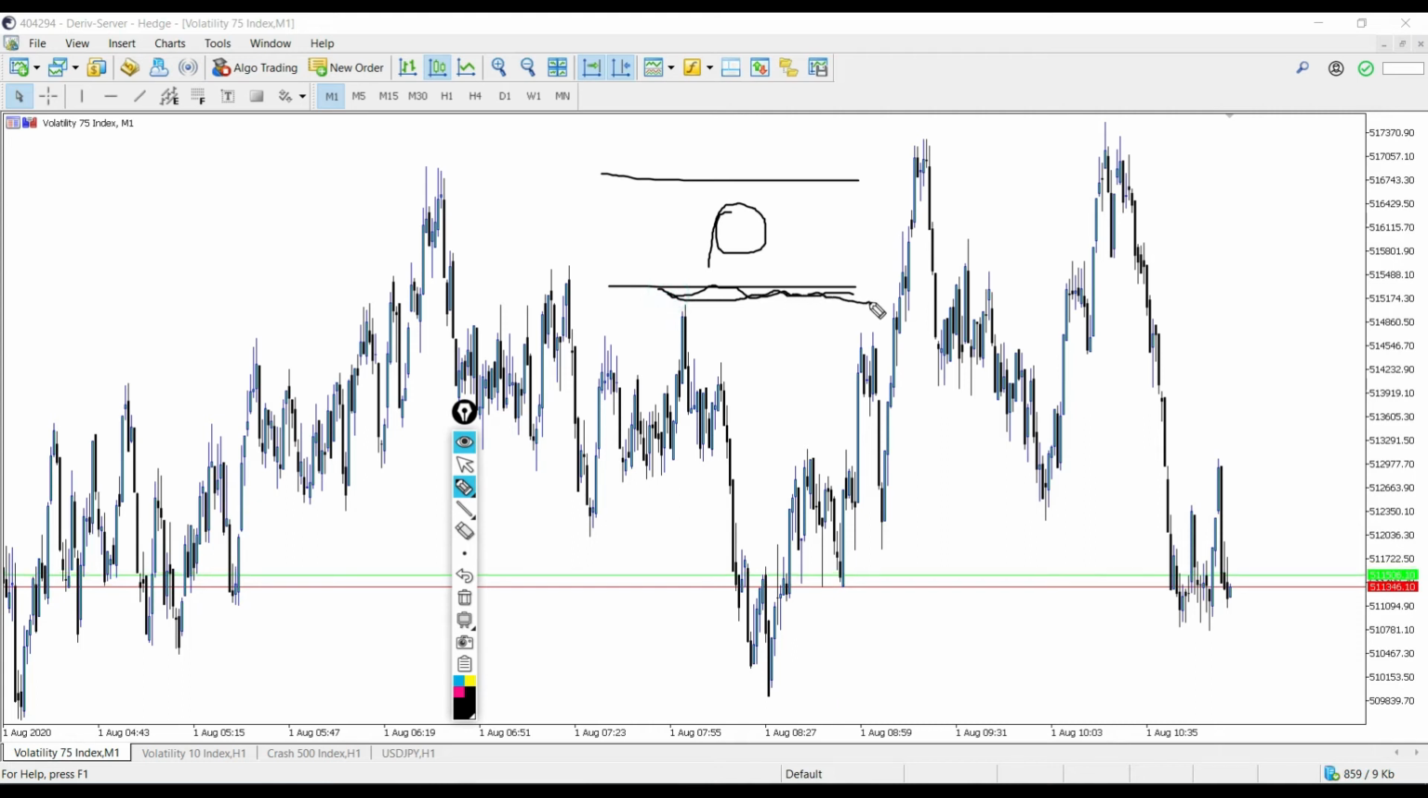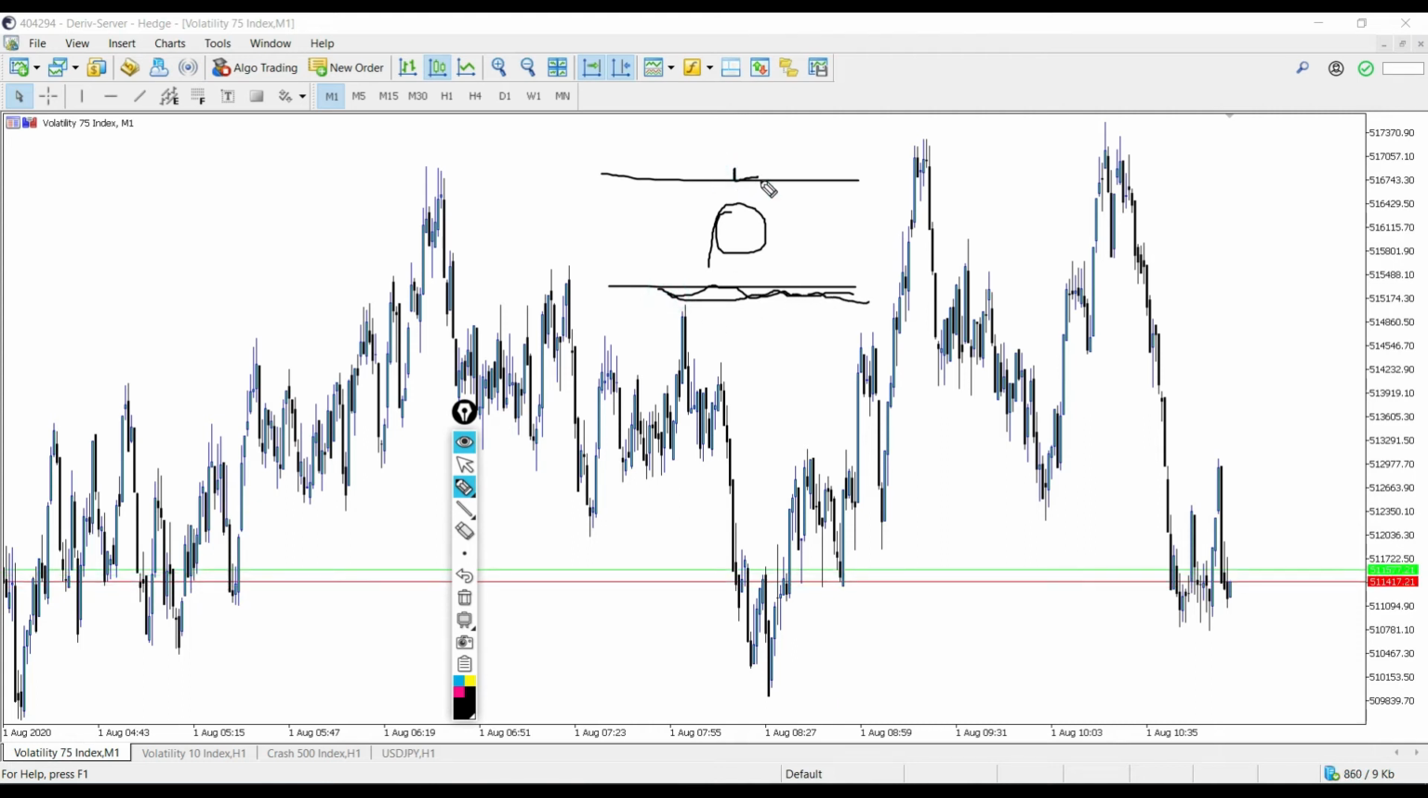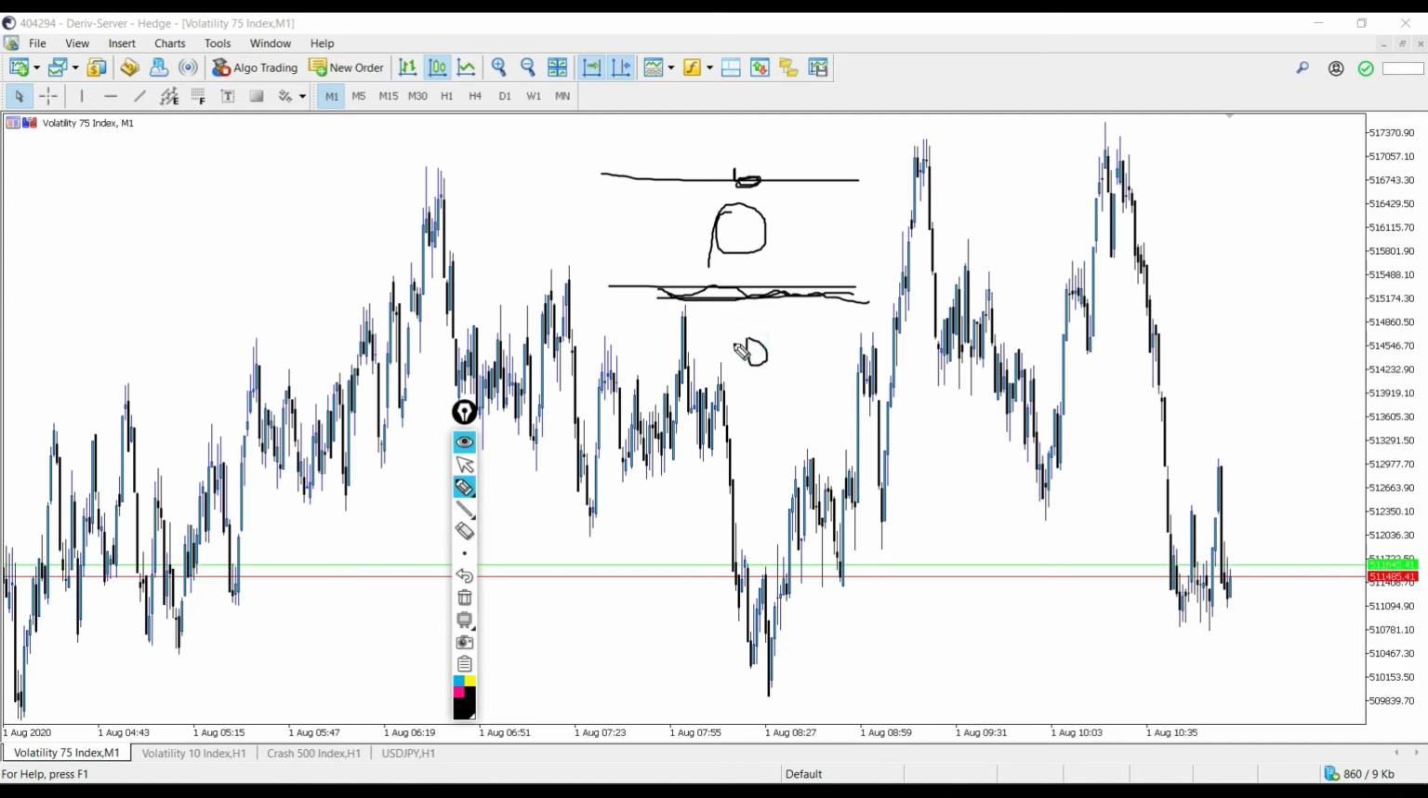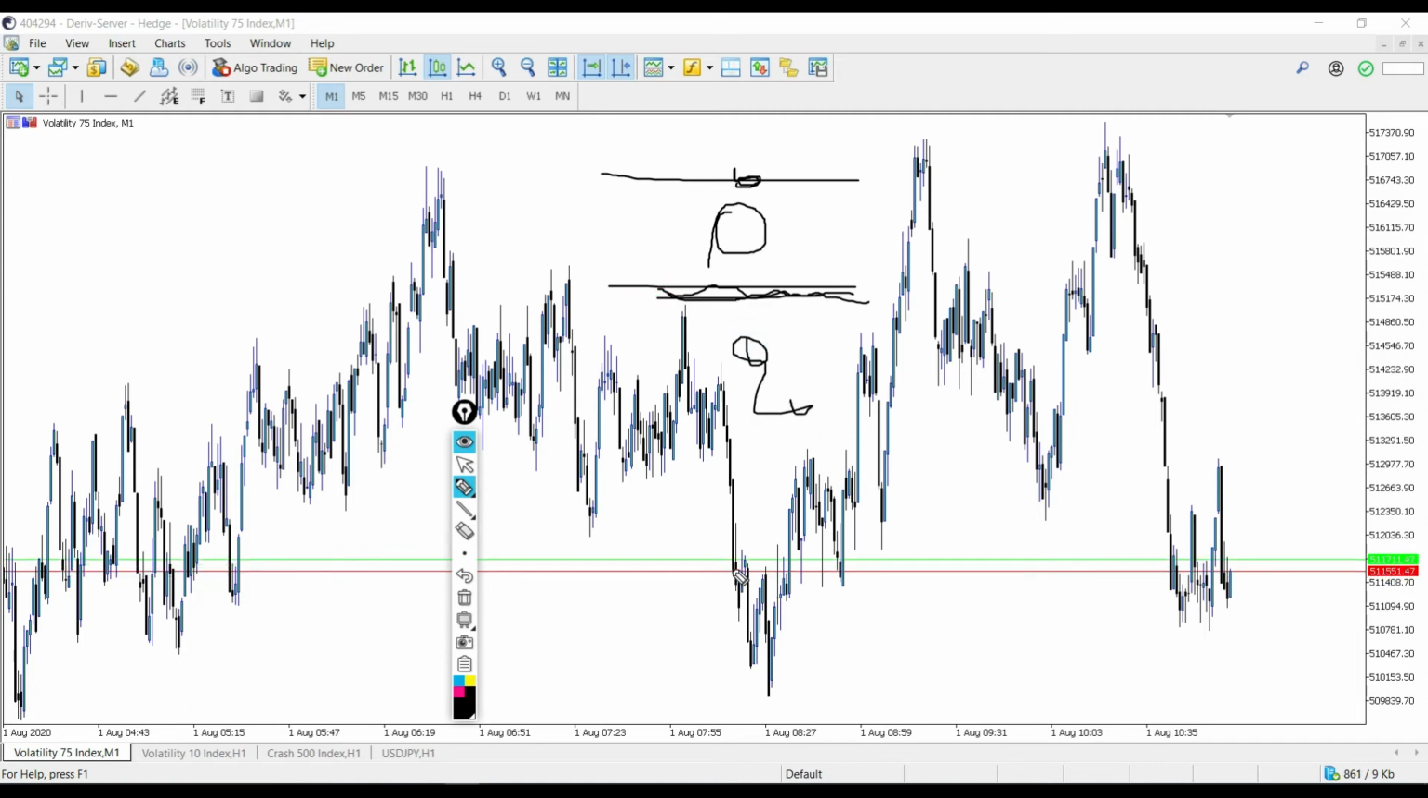Now, this green line needs to cross your entry point. It needs to be down here. Then you will be in profit. But if this green line remains above and you took a sell, then you're not going to be in profit.